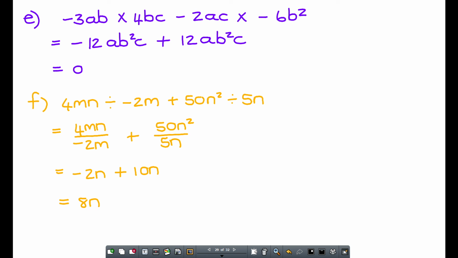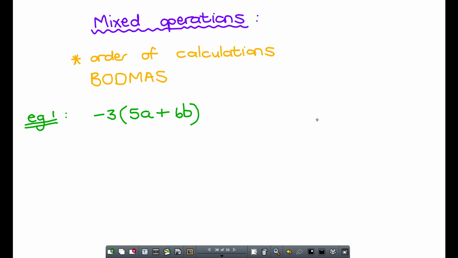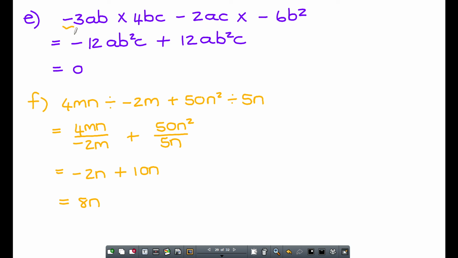Okay, there's E and F. Same story at E. Oops, sorry. At E, I first multiplied these two, and minus 3ab times 4b squared c will give me minus 12ab squared c. Then I said multiply these two, so minus 2ac times minus 6b squared will become plus 12ab squared c. And then you'll see that they are like terms, so I can add and subtract, and that will give me 0.